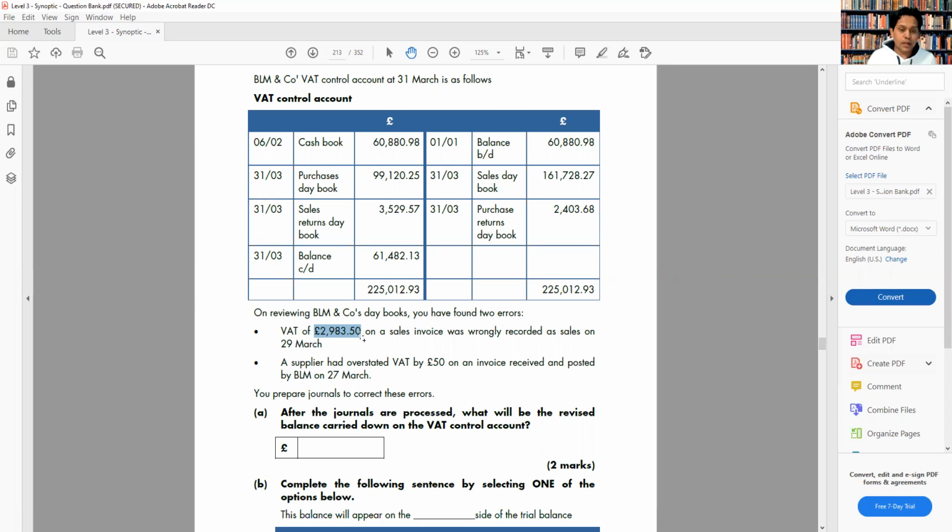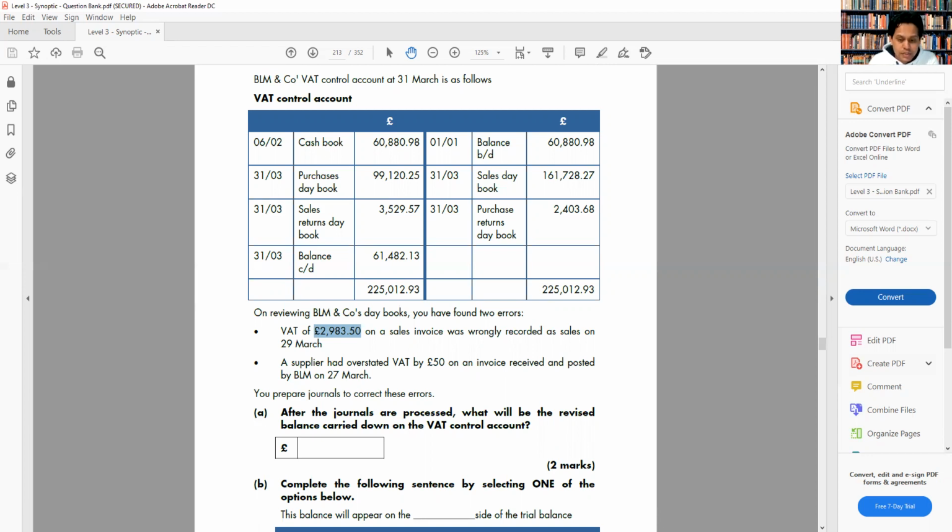Number one. Number two is a supplier had overstated VAT by 50 on an invoice received and posted by BLM on 27th of March. So a supplier basically overstated the VAT. When the supplier overstated the VAT, that means we claimed more VAT. When you buy something from the supplier, we claim back this VAT as input VAT. Now, if the supplier overstated the VAT amount by 50, we claimed more VAT, but actually we shouldn't claim. So we have to now pay the VAT back because that was a mistake, that was an error.